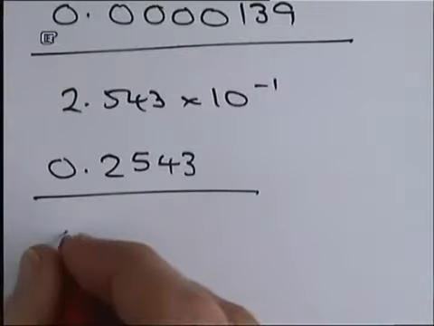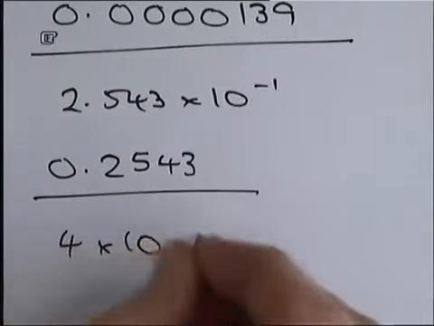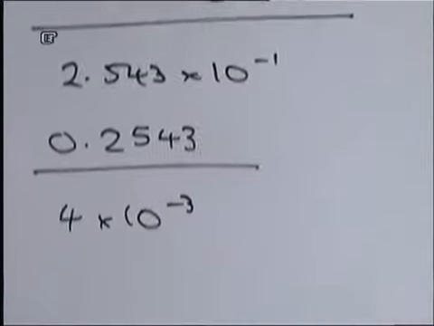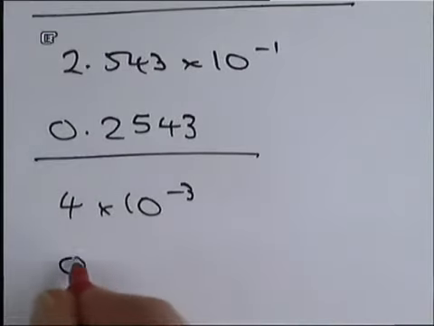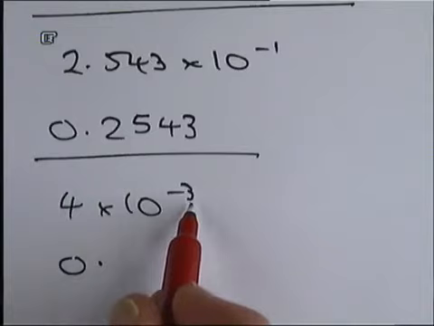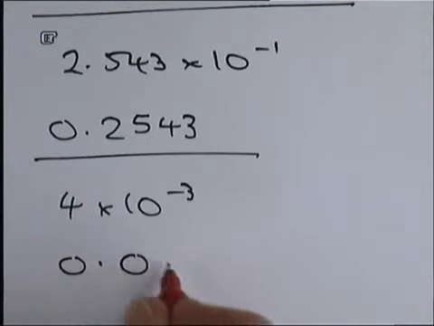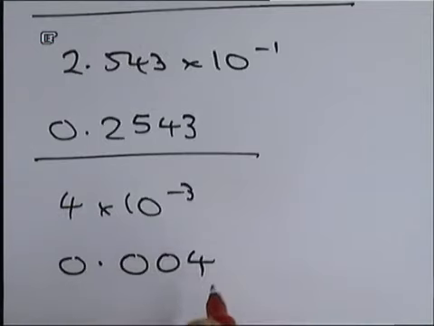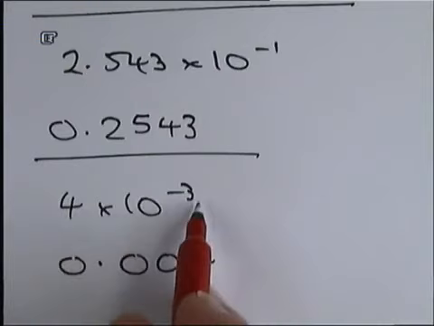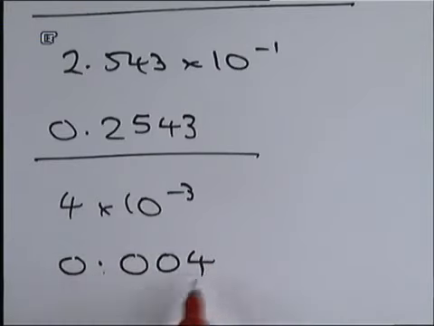And one final one, 4 times by 10 to the minus 3. The minus means it's a 0 point. The 3 means this number here is in position number 3. 1, 2, 3. So you fill the empty spaces with zeros, but the 4 is the 3rd thing after the decimal point.